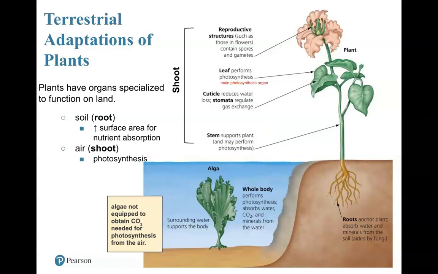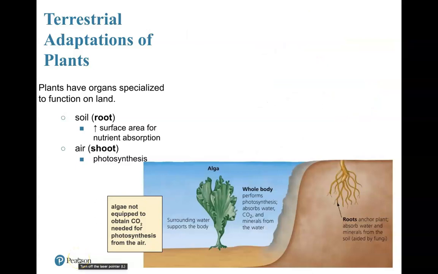So looking at some terrestrial adaptations for plants, remember that plants have specialized structures in order to help them transition from an aquatic environment to now a dry land terrestrial environment. And what I'm going to teach you here is the root and shoot system. So first I want to talk about the root system. The root system is that found in the soil, and it's going to increase the surface area of the plant to help it acquire those nice tasty nutrients to help with life's functions.